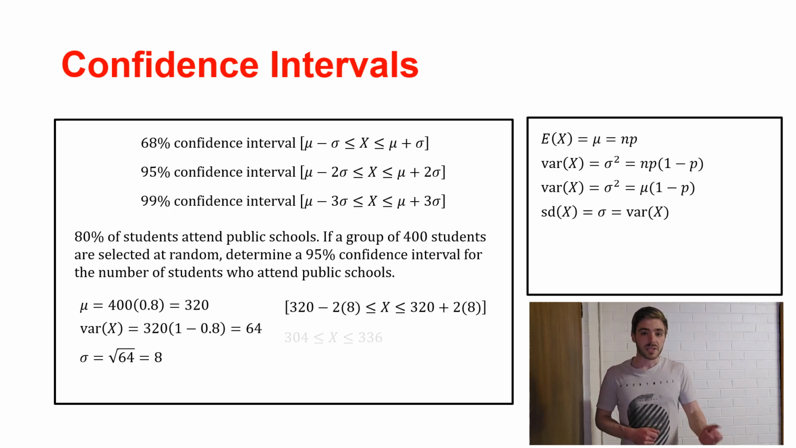After simplifying, we get a result of 304 to 336. What this means is that we're 95% confident that the number of students in this sample that attend a public school is going to be somewhere between 336 and 304.